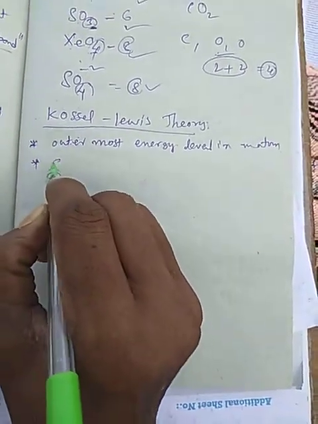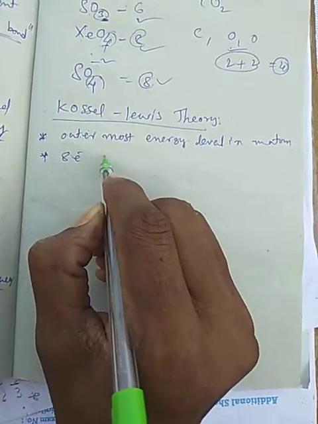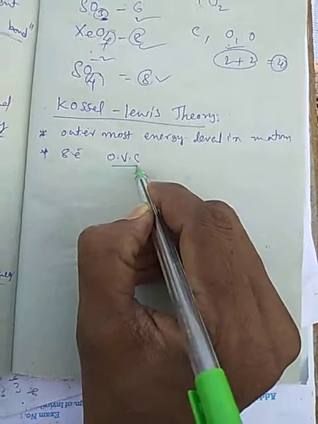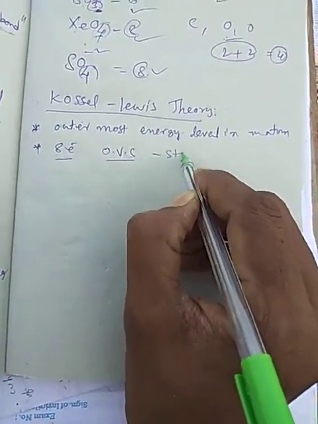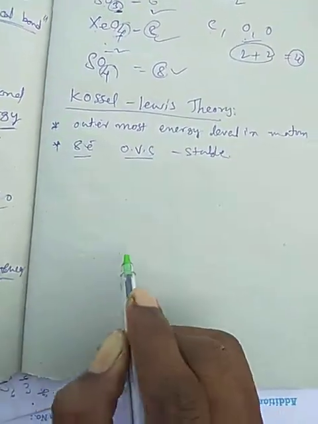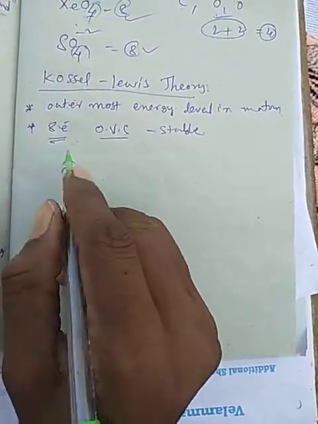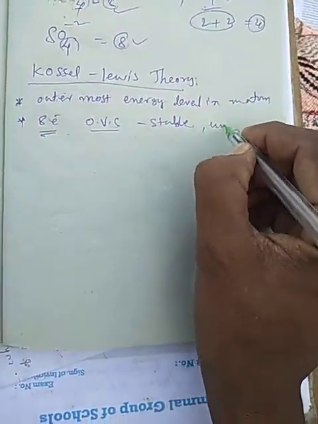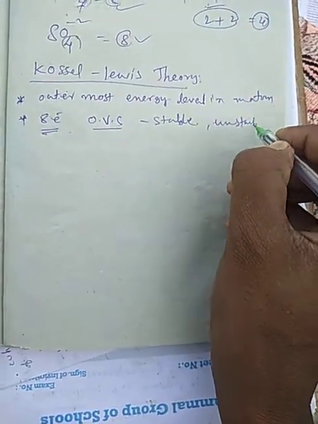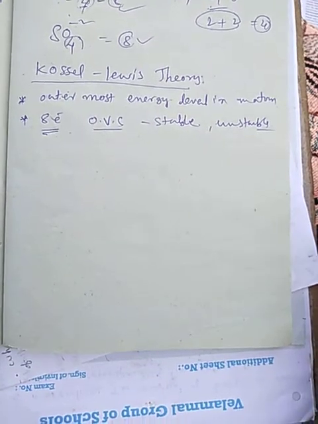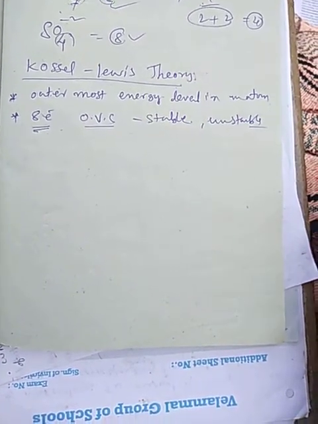In this theory, when 8 electrons are present in the outermost valency cell, the atom becomes stable. Other than these 8 electrons, the atoms are unstable.